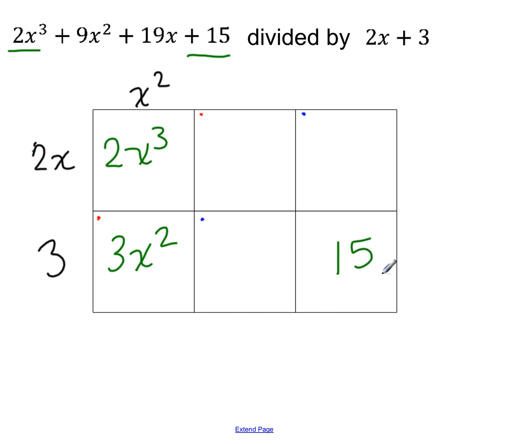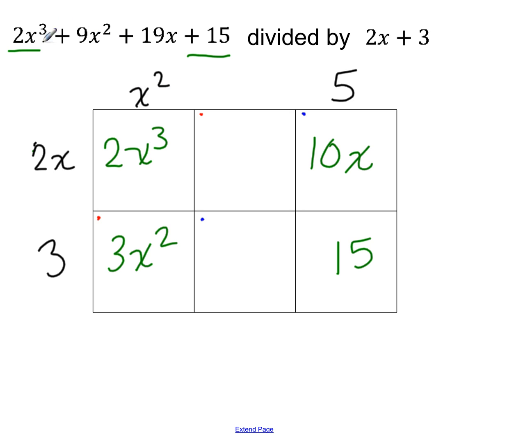Now I go over to my 15. I know I have a 3 here, so this has to multiply with the number here to give me 15, so it has to be a 5. 5 times 3 is 15. Well, that also means that I can fill in this box here. 2x times 5 gives me 10x.